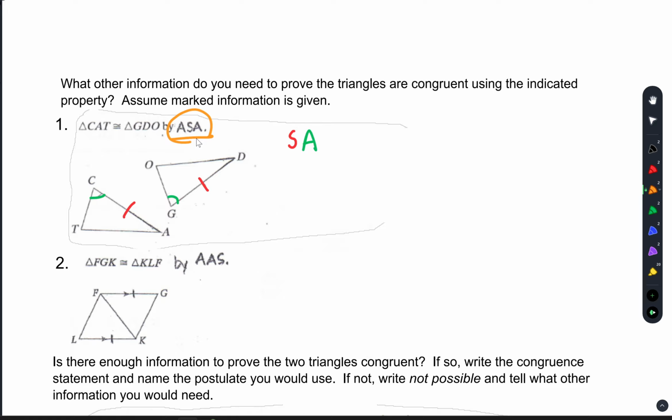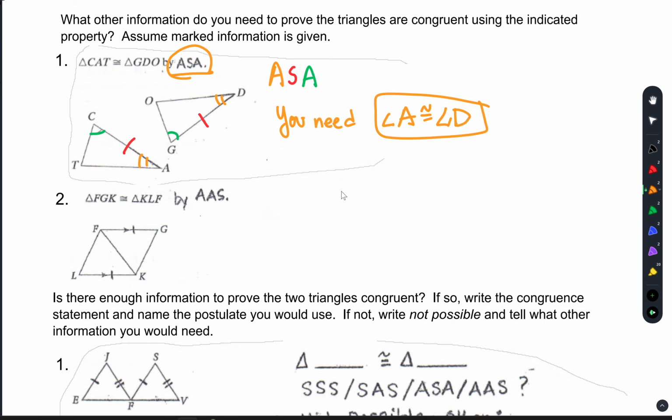Any ideas? I have a side and an angle, so to get ASA, I'm clearly looking for another pair of angles. What specific pair of angles do I need? Casper. Yeah, if I had angle A and angle D, I would be able to use ASA. So you need angle A congruent to angle D. I don't know why this is so squished together. Questions on that? Let's do it again.